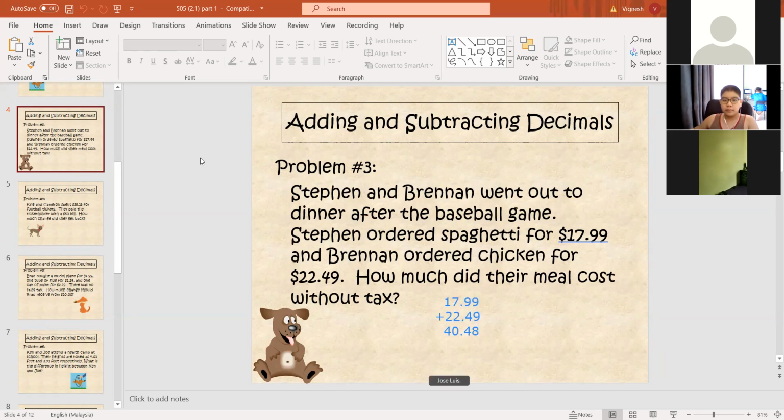Very good. 17.99 add up with 22.49 is equal to 40.48. So you need to add up. Very good.